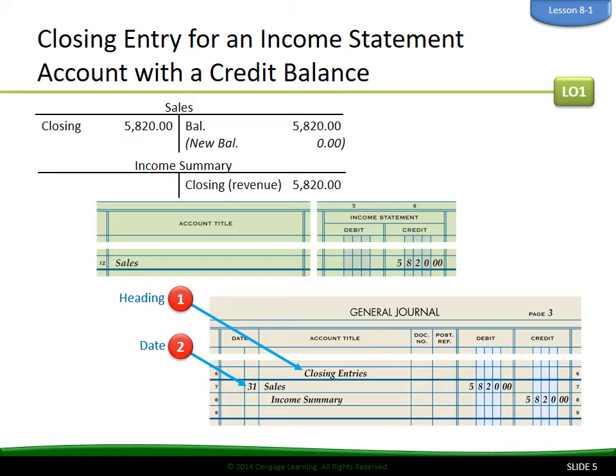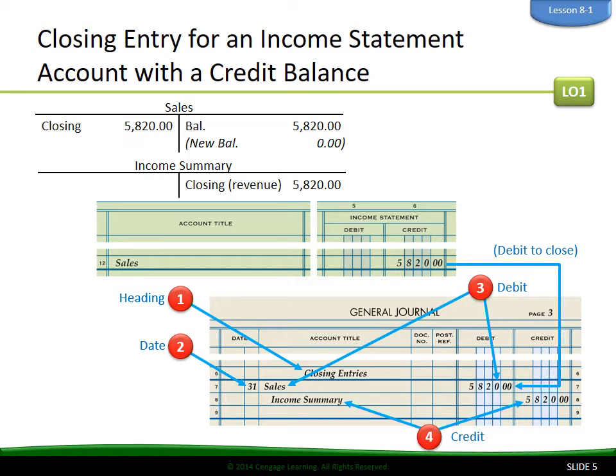So again, when you do your closing entries, because you don't have the adjusting entries above it, and it's a new page for you, you're going to want to put the year and the month. So that it's just showing how this information flows. You would debit sales to clear it out, and then you're going to credit income summary.